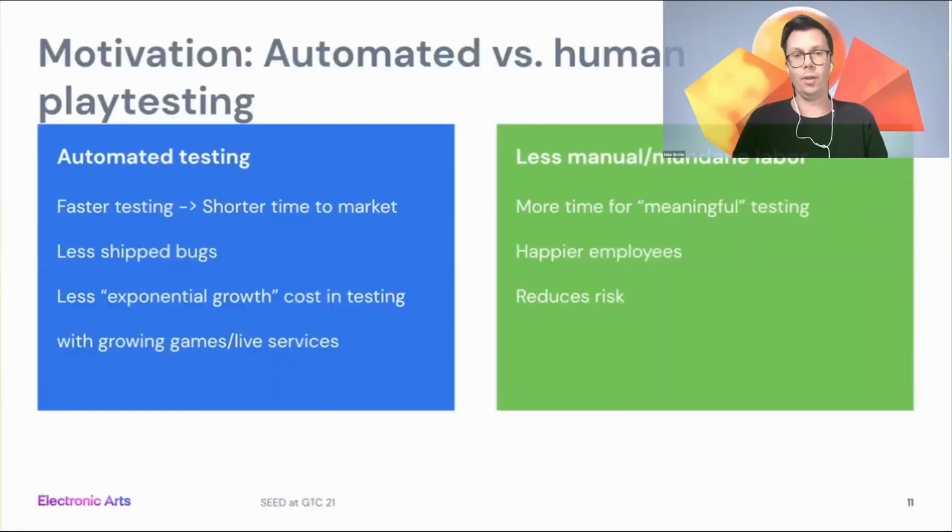So first, to motivate why we are looking for automated compared to human play testing, because you can also test games by using humans. For automated play testing, one of the main benefits is faster testing, which means a much shorter time to market. We also get fewer shipped bugs if we can test more in breadth. Also, we will have less exponential growth in the cost of testing when the environment grows, like now it is a new trend to have open world games. There become more and more assets to test, and that grows exponentially.